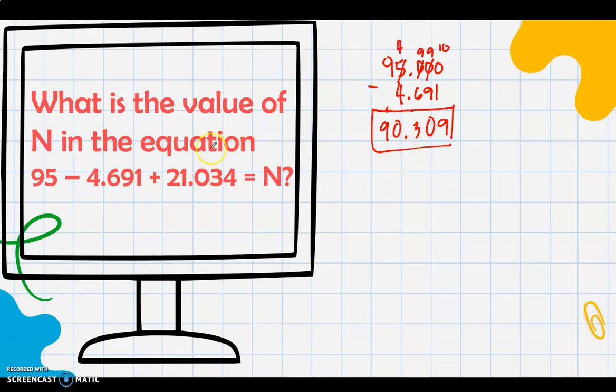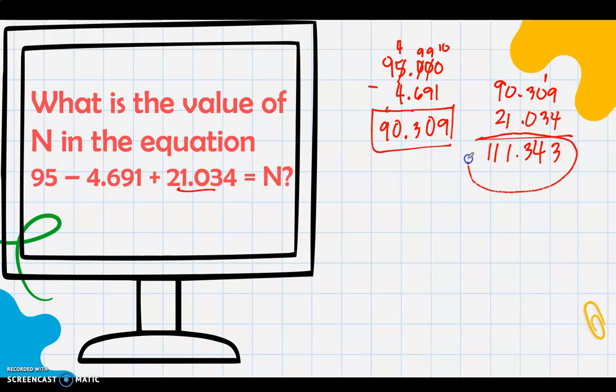Now, that is for 95 minus 4.691. Then let's add the 21.034. So we have 90.309 plus 21.034. We have 13 carry 1, 4, 3, 1, 11. So our final answer for the value of n is equal to 111.343.